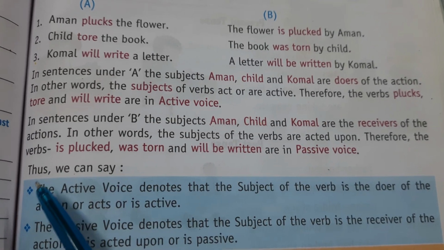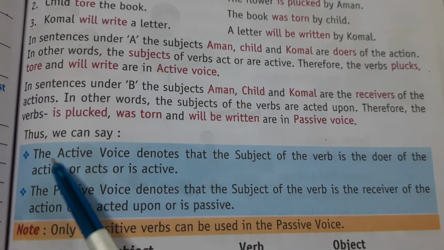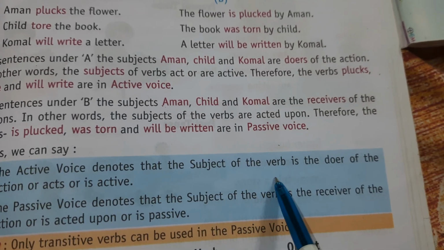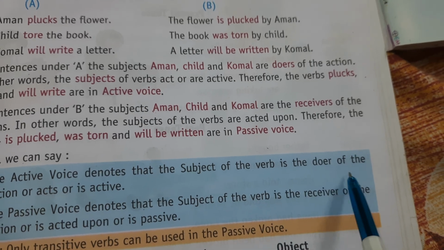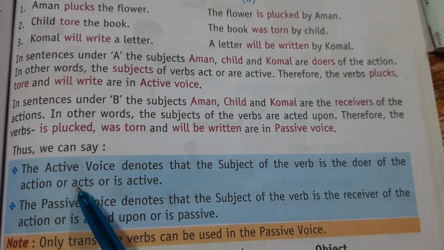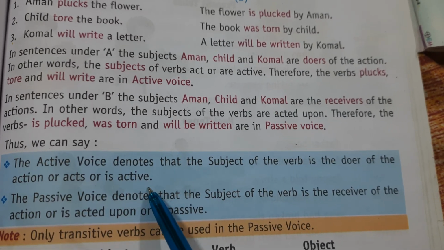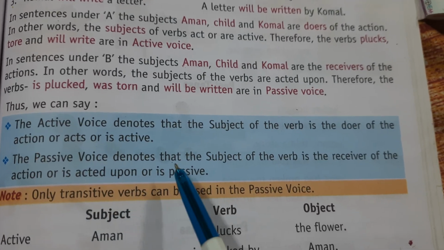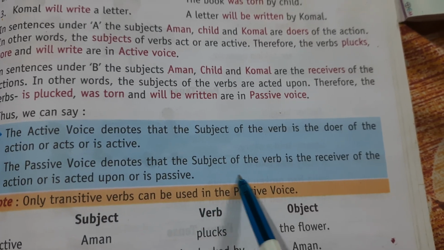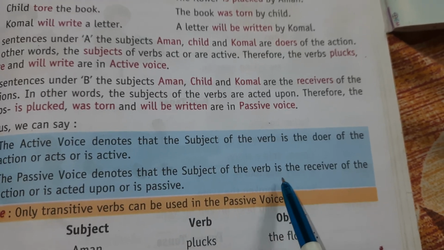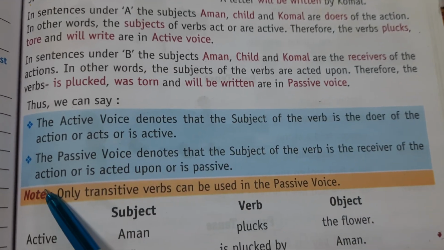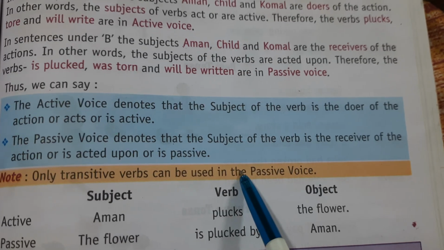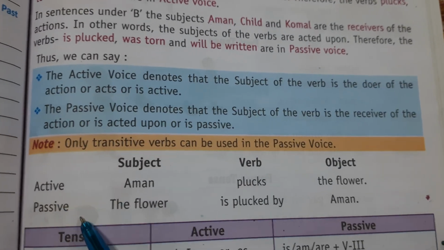Thus, we can say the active voice denotes that the subject of the verb is the doer of the action, or acts, or is active. Next, the passive voice denotes that the subject of the verb is the receiver of the action, or is acted upon, or is passive. Now look here.